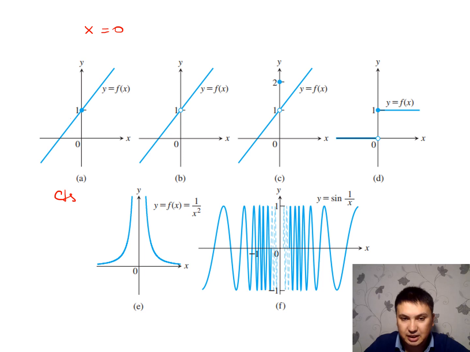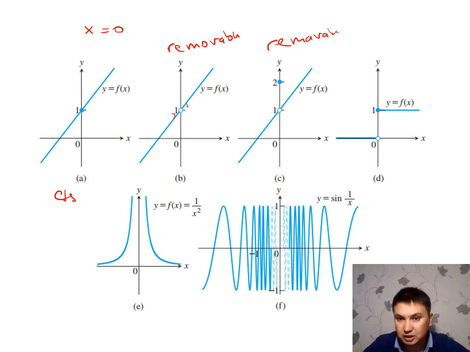Well, we see the limit exists, but the function is not defined. But both limits are equal, right? So this is removable, right? So b is discontinuous, but it is a removable discontinuity. How about the C? The limit also exists, but the value is different. It's 2, so again it's removable, right? Removable because we could replace this 2 by 1, and then it would fix the continuity.